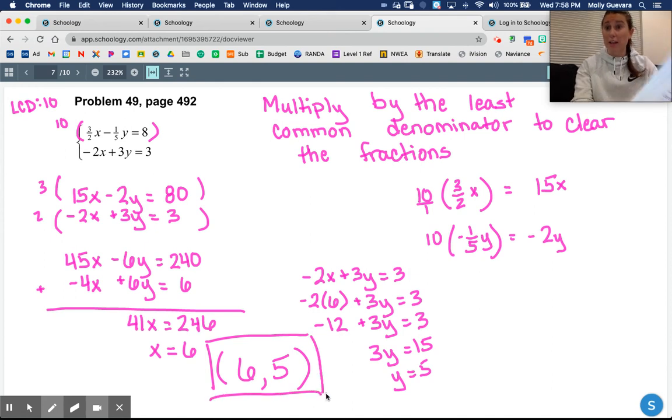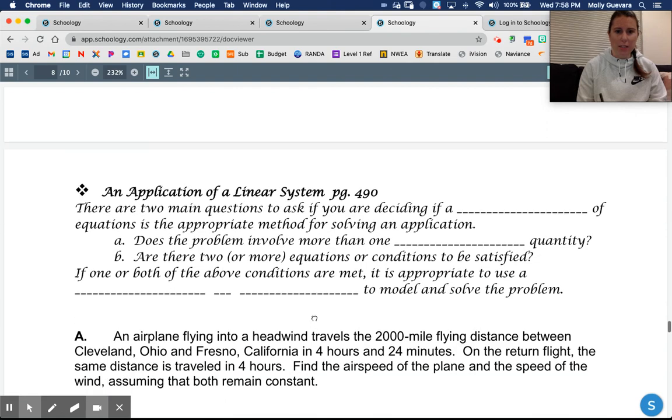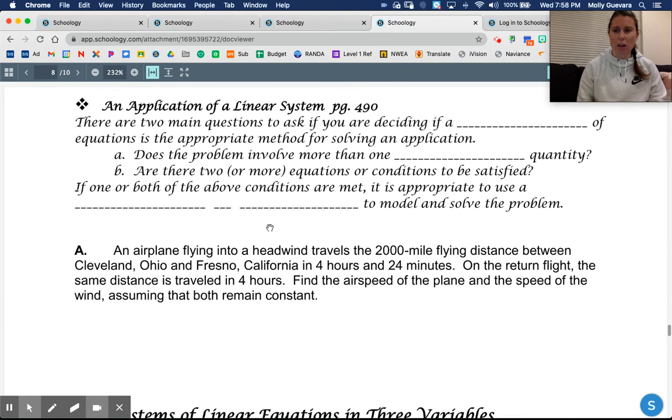So hopefully they're like, oh yeah, this is super easy. I love this section. Woohoo! We just have one objective left, which is awesome. And it is using our linear equations to help us on real world problems.